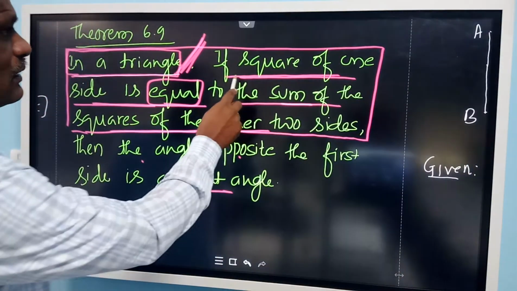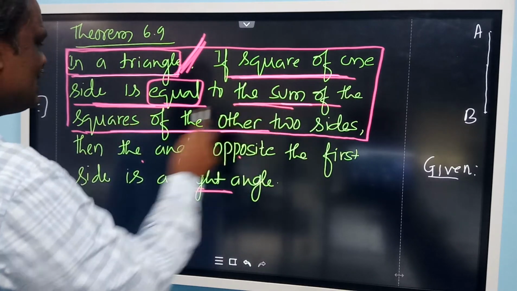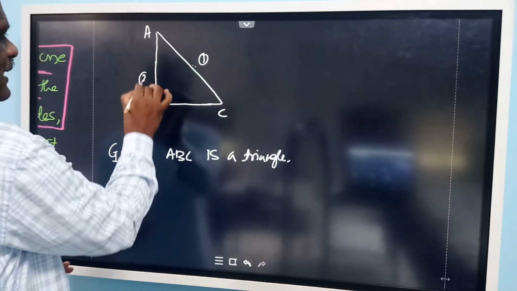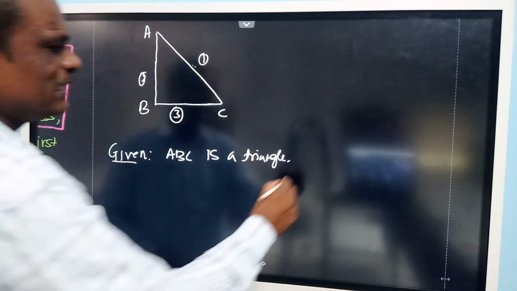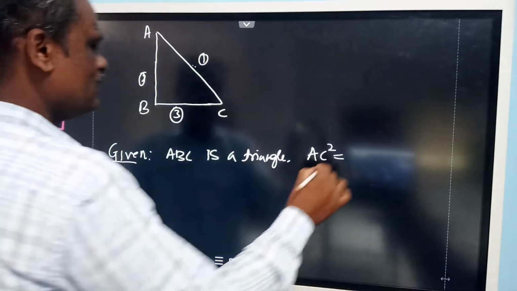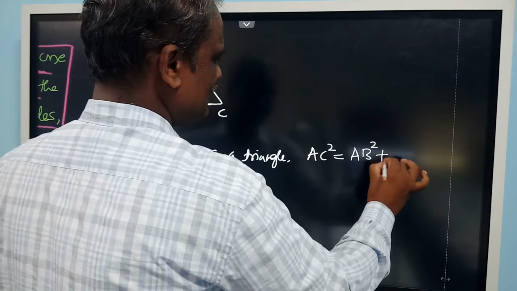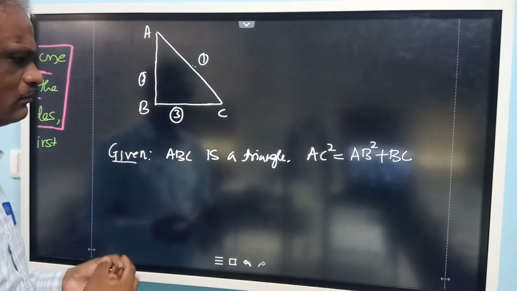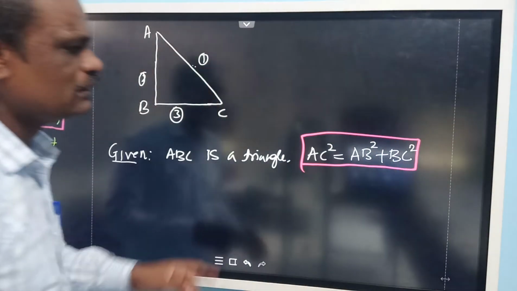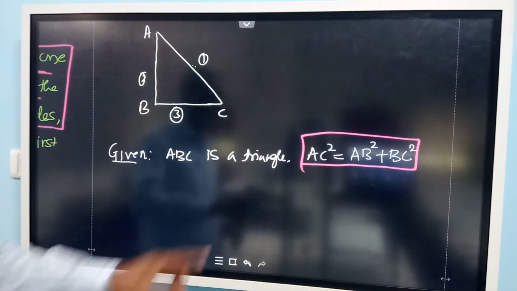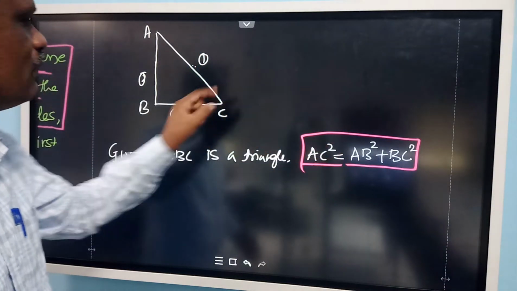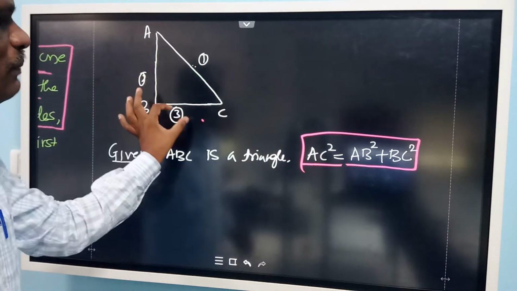What is the condition? The square of one side is equal to sum of the squares on the other two sides. Square of one side, I will take this is one side, first side, this is second one, third side. Square of one side, I will write it as AC square is equal to sum of the squares on the other two sides, AB square plus BC square. So this is given. Remember that? AC square is equal to AB square plus BC square. This is the square of one side is equal to sum of the squares on the other two sides.